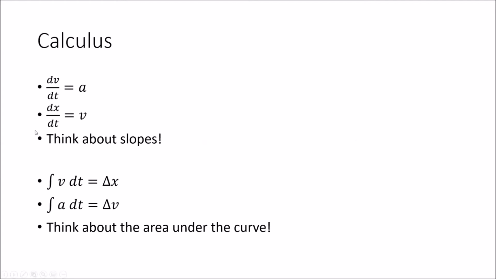We've already talked about this: the derivative of velocity with respect to time, which is the rate of change of velocity, is the acceleration. The rate of change of position, the derivative of position with respect to time, is the velocity. These are slopes that you have to think about. The slope of velocity is acceleration. The slope of position is velocity.